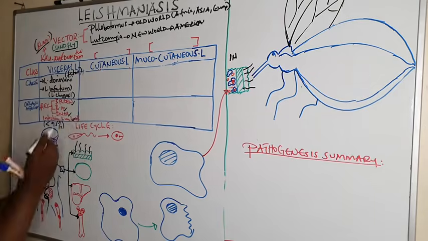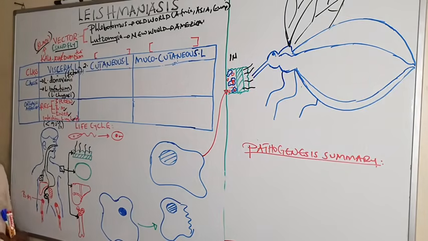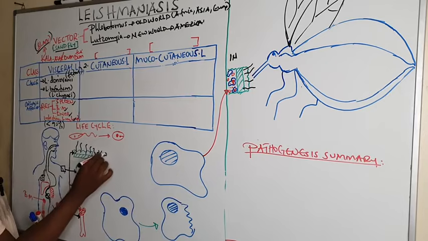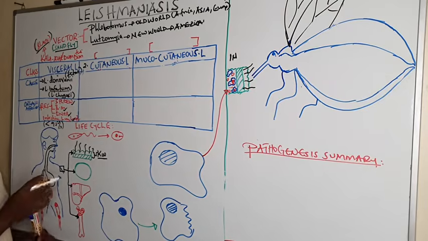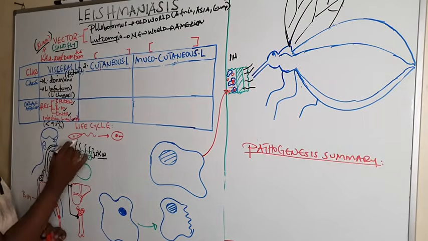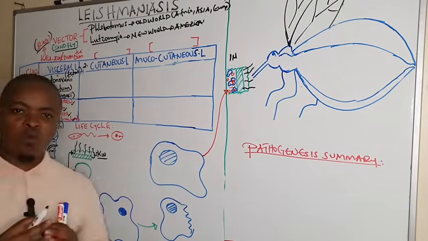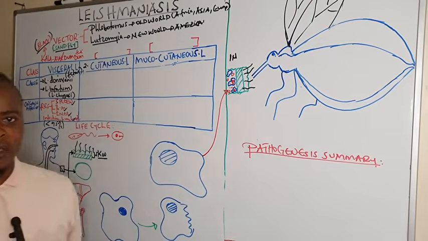Then the second classification is the cutaneous leishmaniasis, which affects majorly the skin, or what we call the dermal layer. So at the site of bite, the infective forms, which we call the promastigotes, are going to multiply within the macrophages of the skin, which we call the histiocytes.